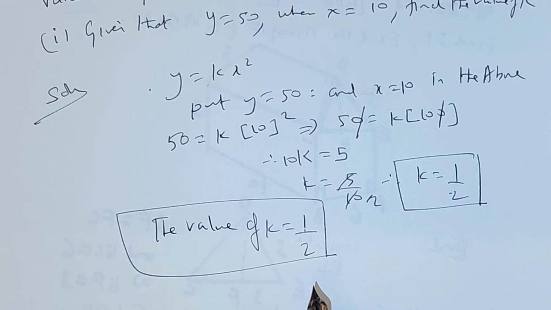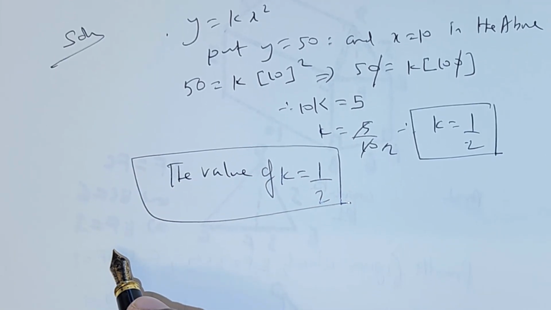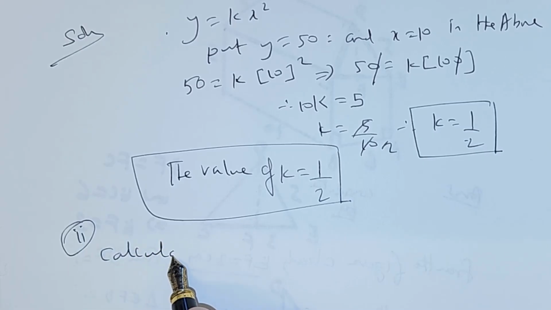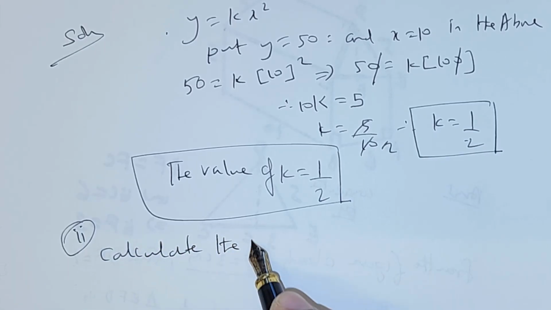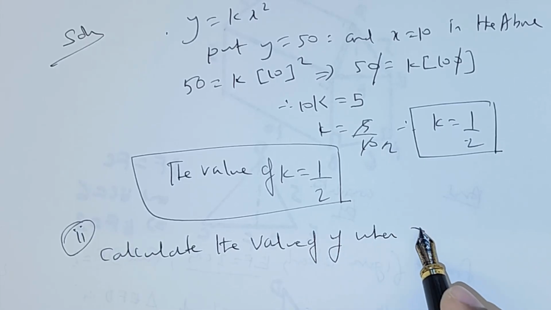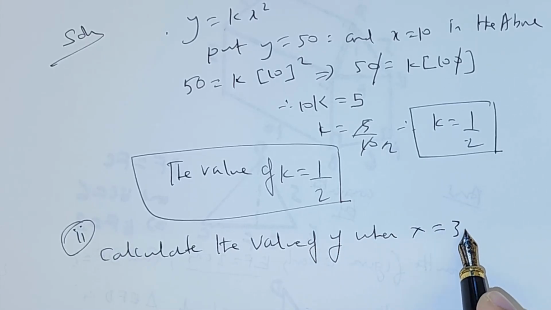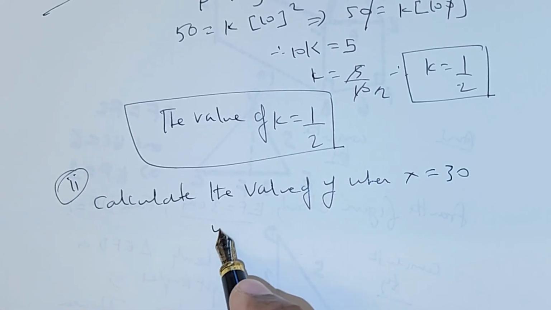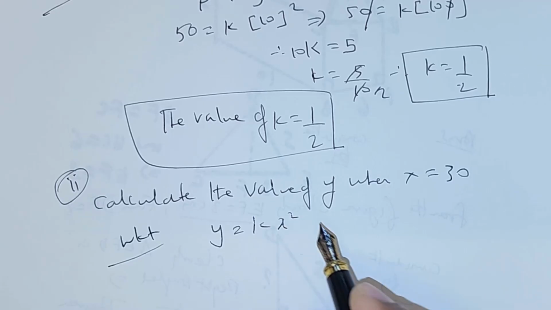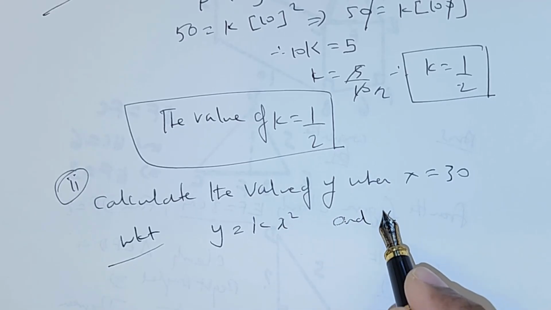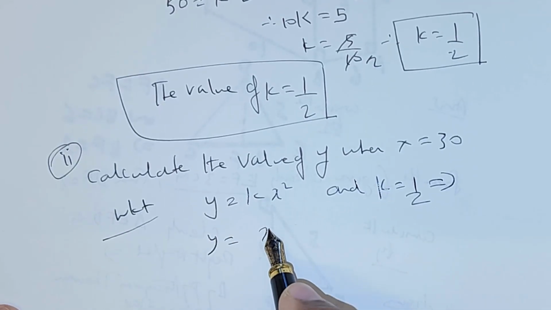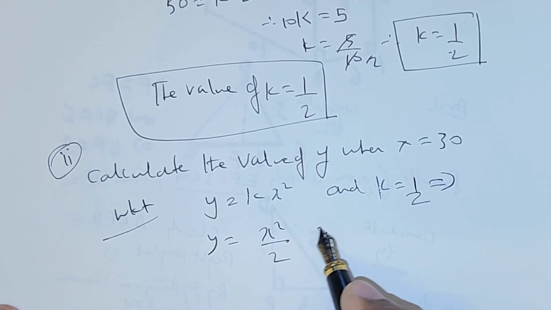So having got that, they are asking us the next question. Calculate the value of y when x is equal to 30. Now we know, WKT, that y is equal to k times x squared and the k value is 1 over 2. So this means y is equal to x squared over 2.